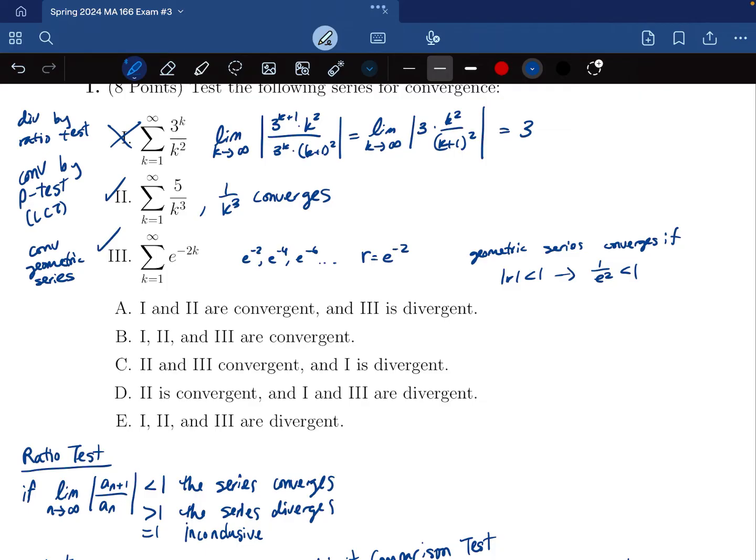And I mentioned earlier that you can use ratio test in the case where we have a constant to the power of k or n or whatever our variable is, and that also applies in this case. We have e to the power of negative 2 to the power of k, so we could also use the ratio test, but it's much faster to realize that this is a geometric series and do it that way. So the first series diverges and 2 and 3 both converge, so our answer is C.